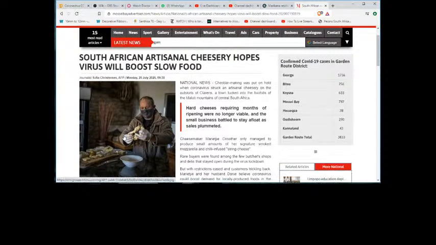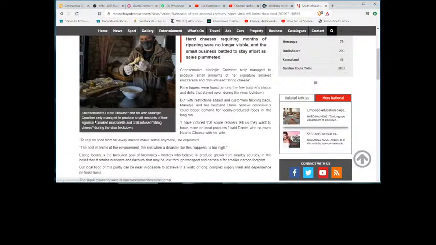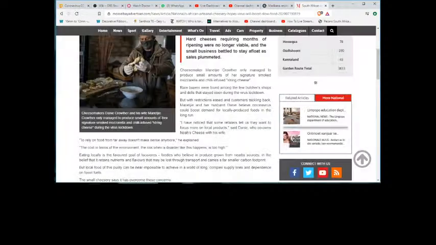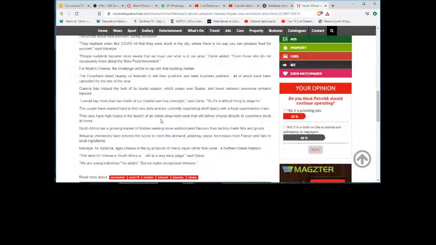establishing shot of the personality that they're talking about, as well as the type of shot that shows a person at work. So, this guy here, Donnie Crowther and his wife Mariki only managed to produce small amounts of their signature smoked mozzarella and chili-infused string cheese during the virus lockdown. Smoked chili infused. That's amazing.